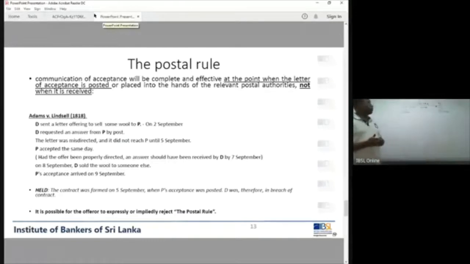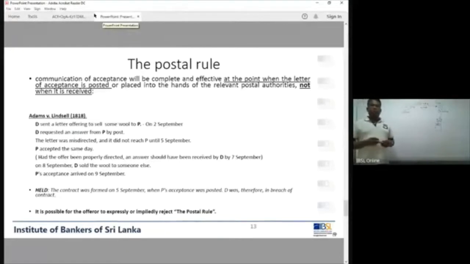Took 3 days to reach. Right? Then on the same day, he accepted the offer, P accepted the offer, and he put this into the letterbox of the postal department. Put into the letter. So then, what happened?